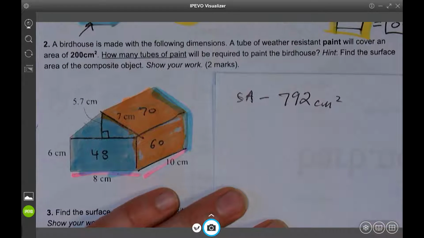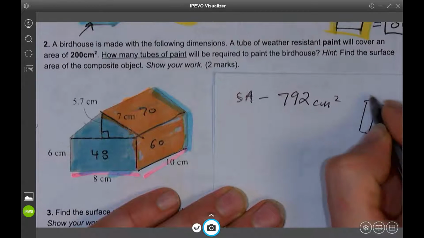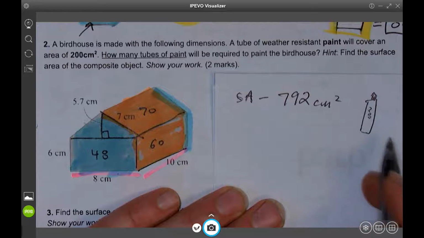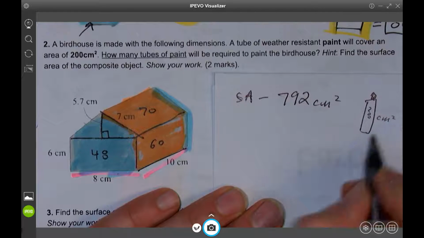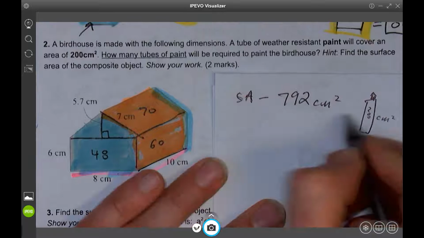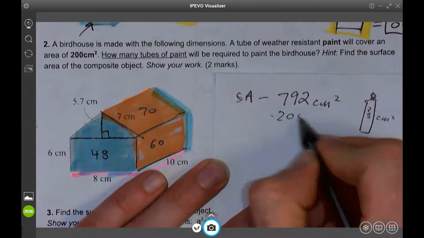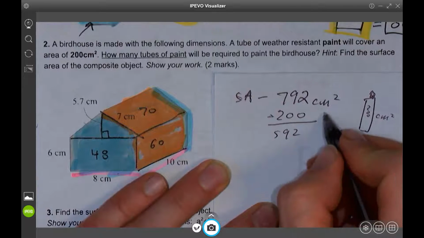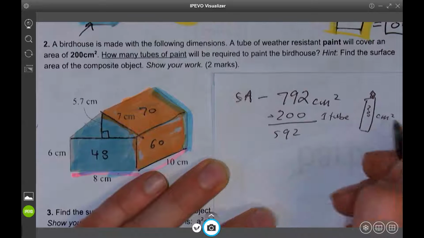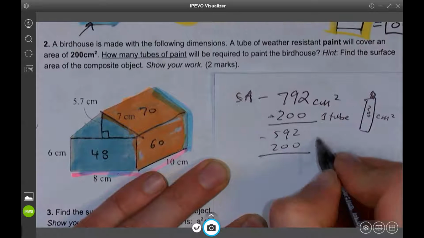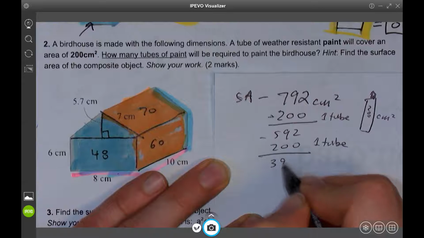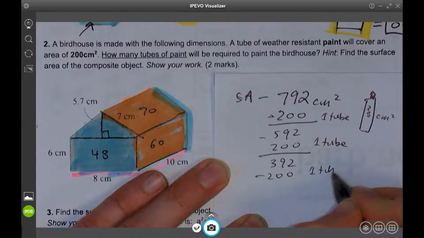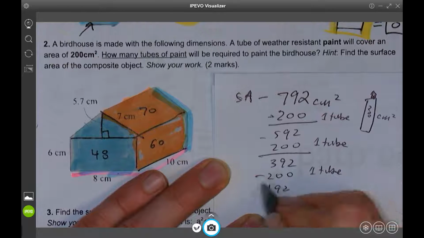Well, there's two ways to look at this. A tube of paint, here's a little tube, holds 200 centimeters squared. That's how much it can paint. So every time I use a tube, subtract 200. So I'm going to be left with 592. That's one tube. Okay, I'm going to minus another tube. I'm going to be left with 392. Minus another tube. I'm going to be left with 192.